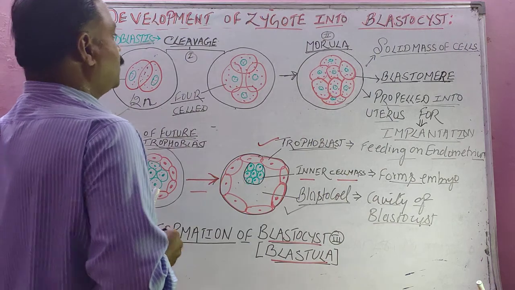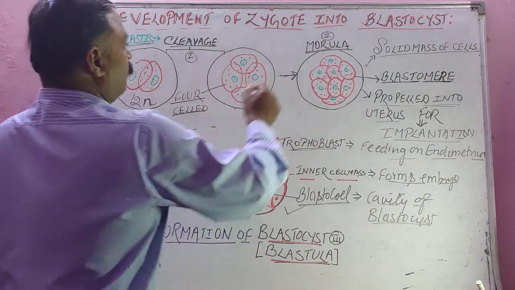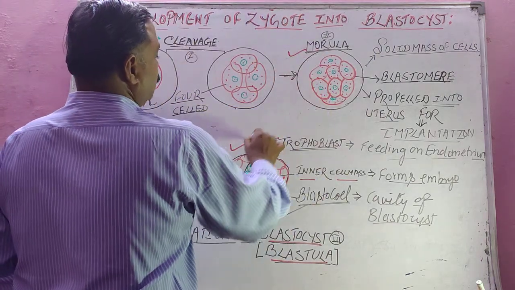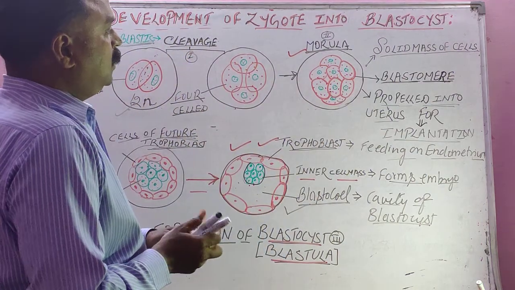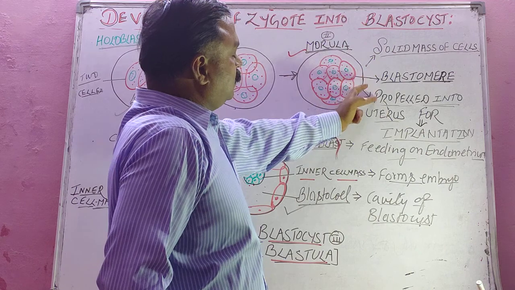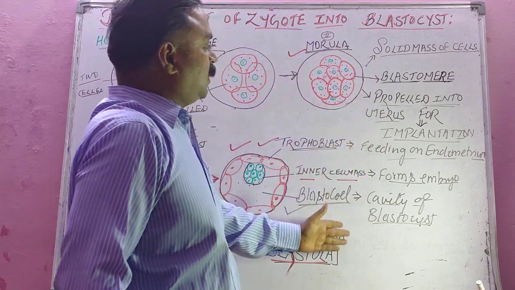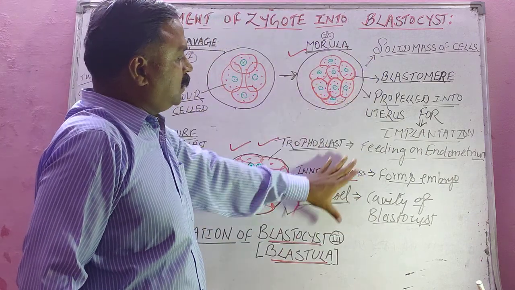So student, these two stages are very important here: morula and blastula. Slides of these are given in your practical also, and these are the keywords by which you can make the key statements. So just pay attention on these lines.